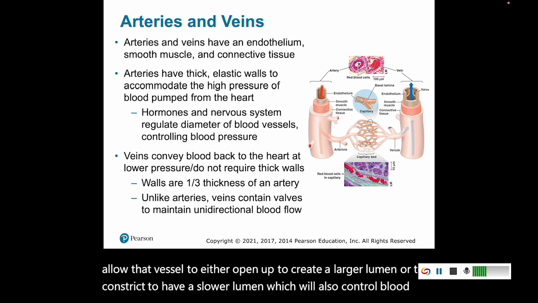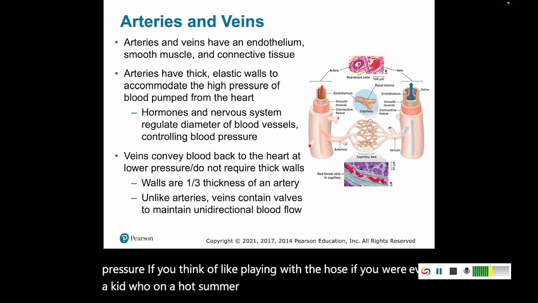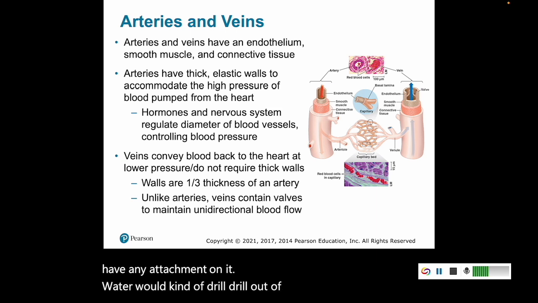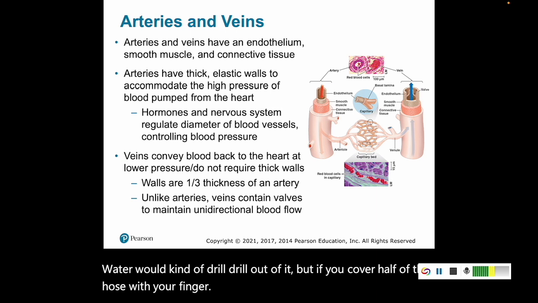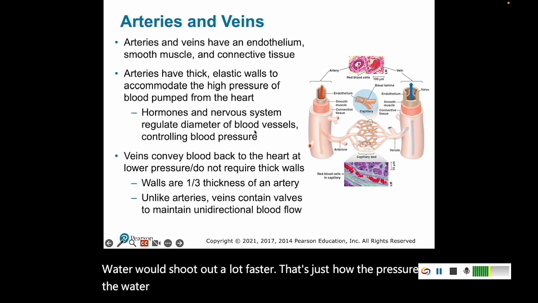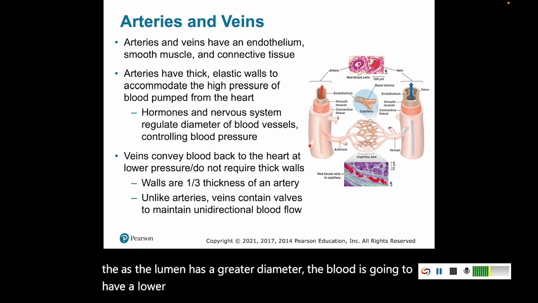If you think of playing with the hose, if you were ever a kid who on a hot summer day went outside and played with the hose, if you turned on the water to your hose and the hose didn't have any attachment on it, water would kind of drool out of it. But if you cover half of that hose with your finger, water would shoot out a lot faster. That's just how the pressure of the water moves through it. It's the same thing with our vessels. As the lumen has a greater diameter, the blood is going to have a lower pressure, and as the diameter starts to constrict, the blood pressure will go up.